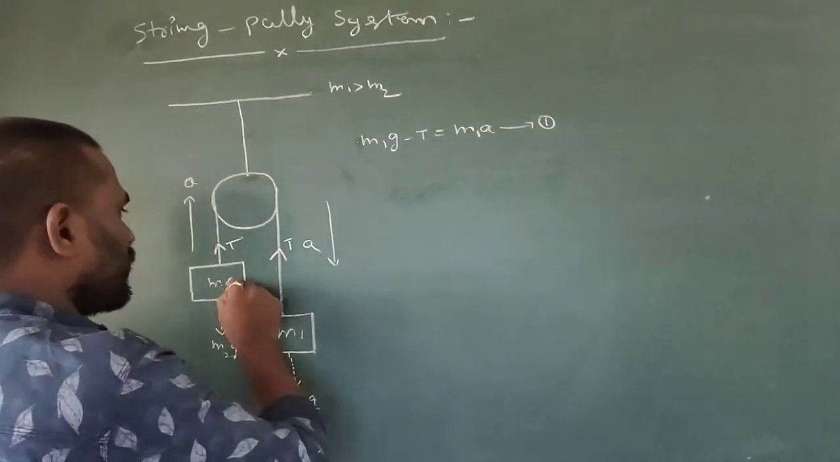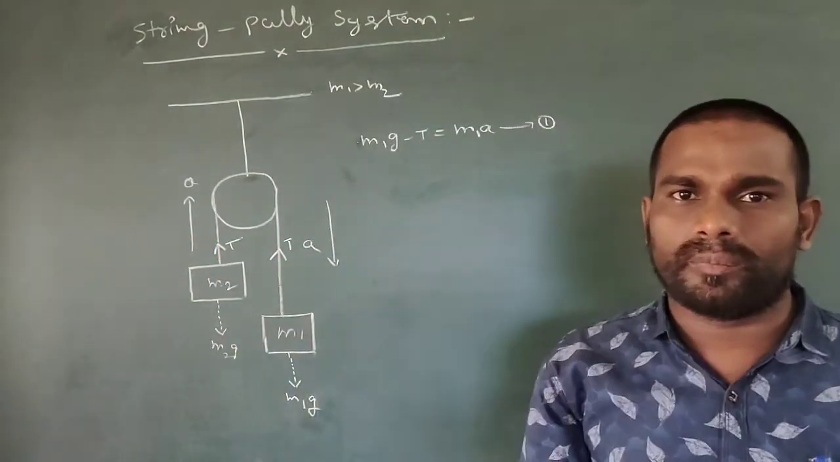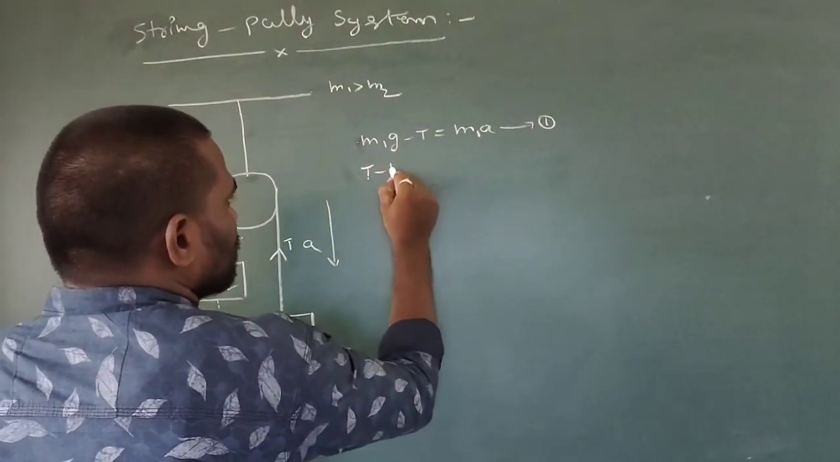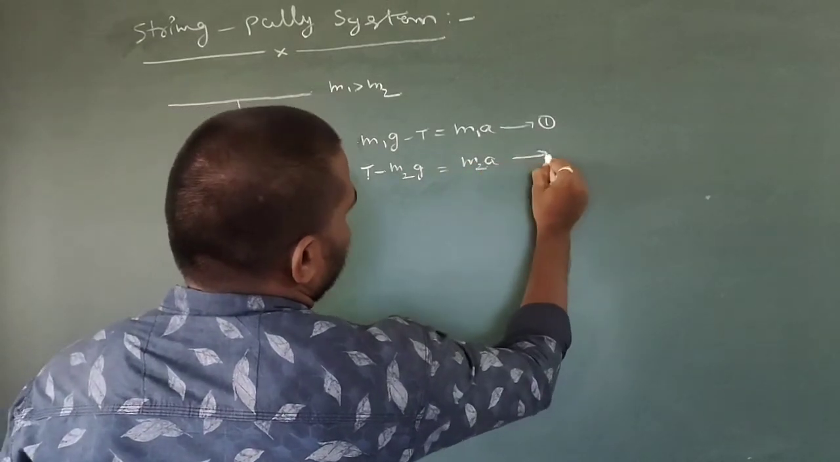Okay, the second body is moving in the vertically upward direction, that's why the tension force is more than the weight of the body, that's why T minus m2g is equal to m2a, this is equation number 2.